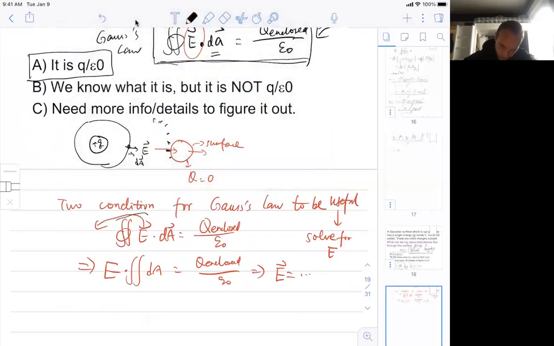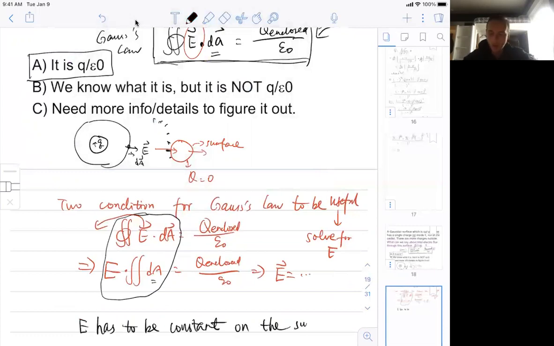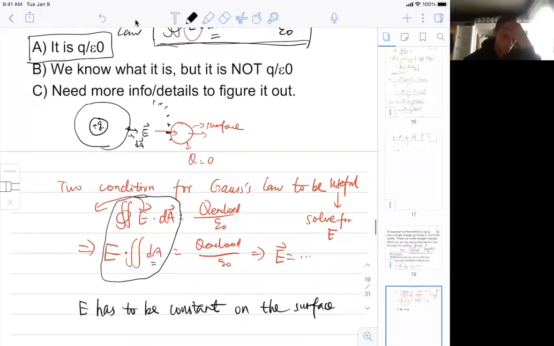So now we put our focus here. In what condition are we able to take E outside of the integration? When it's uniform? Yes, so whatever your surface is, E has to be a constant on the surface. Okay, there is one more condition.